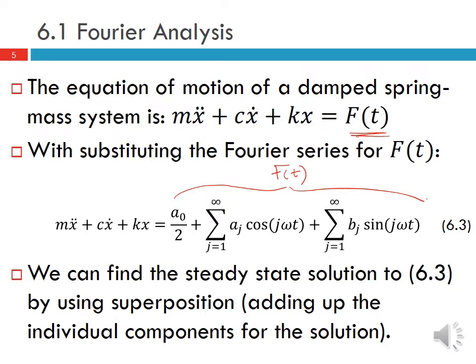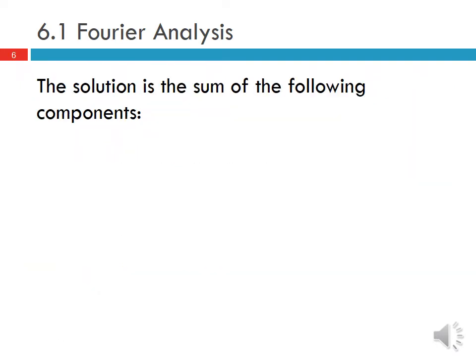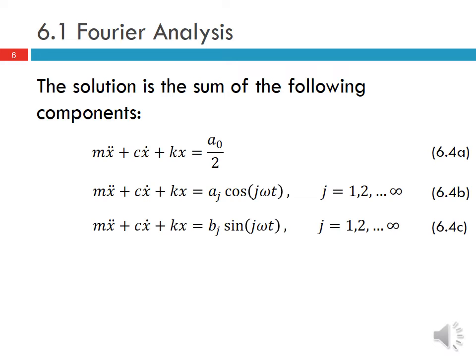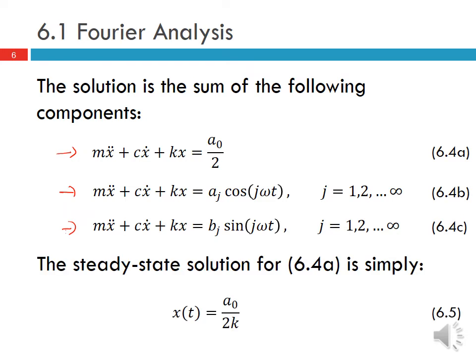Now we want to find the steady state solution to this equation of motion, and we can do that by using the principle of superposition. So essentially we want to add up the individual components for the solution. The solution to this equation is the sum of the different components: the sum of this equation plus this equation plus this equation. Now the steady state solution for the first one does not vary in time. It's just a static load a0 over 2. So the steady state solution for that is simply a0 over 2k, so f0 over k.